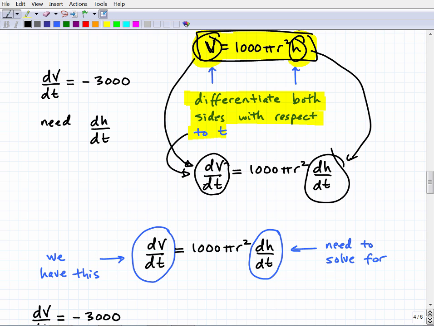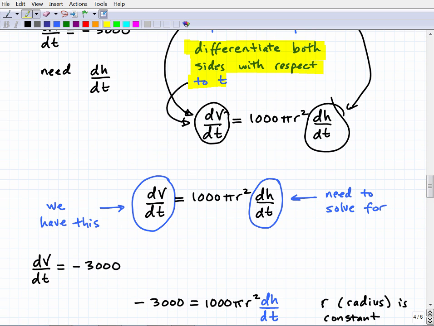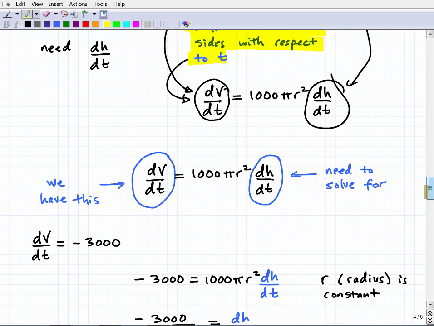You say, okay, we differentiated both sides of this equation with respect to t, or time, so this is what we're left with. Okay, so let's get to the part where we can find the solution here. So here we had dV/dt. Okay, so we have this. Remember, we know that dV/dt is negative 3,000. So this is something we can plug in, and we need to solve for dh/dt.